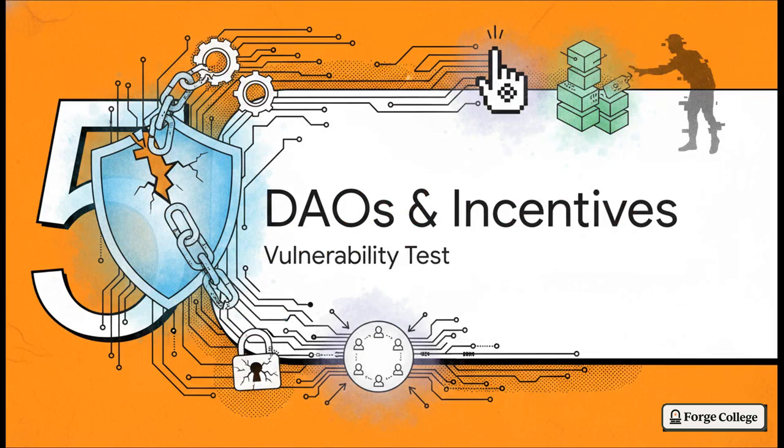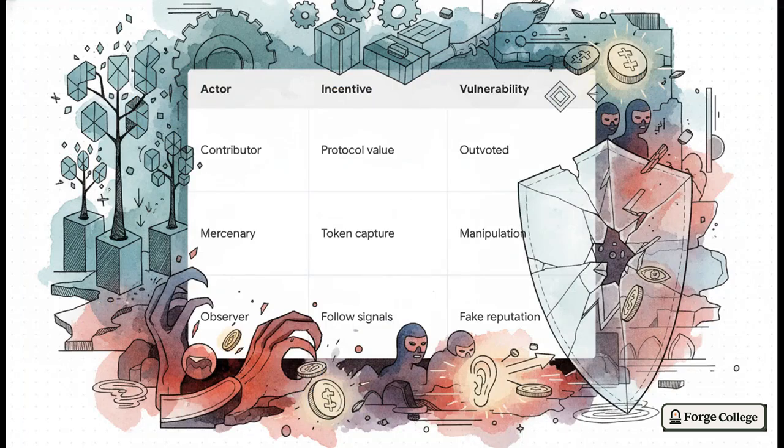Section 5. DAOs, mercenaries versus contributors. Let's put all this theory into a real-world stress test using a DAO, a decentralized autonomous organization. Here are the actors in our little drama. We've got the contributors. They want long-term value for the protocol. We've got the mercenaries. They just want immediate token capture and quick profits. And we have the observers. They're really just following the crowd based on social signals.